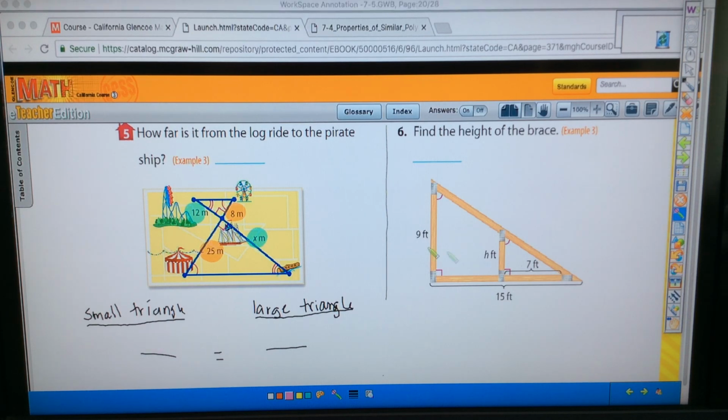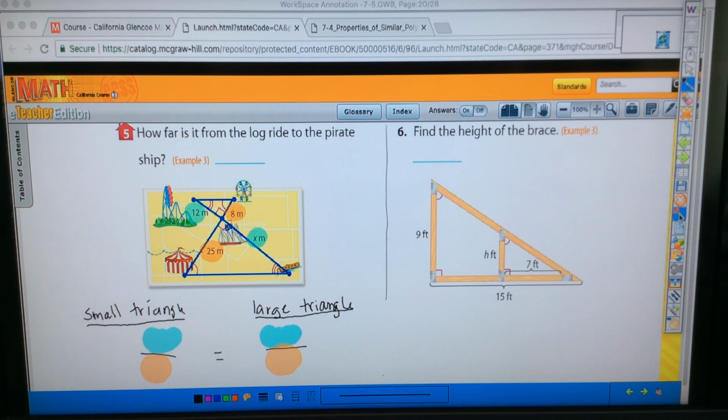Whoops, that's the wrong color. Blue. Okay, and that the shorter side of the smaller triangle, which is 8 meters, has to correspond with the shorter side of the larger triangle, which is 25. Oops, it should be in orange. Just like that. Okay, so I'm going to let you guys handle that. 6 is very similar to examples, I believe it's example 3 that we just talked about. So here's the deal. It's similar, but it's a little bit different.